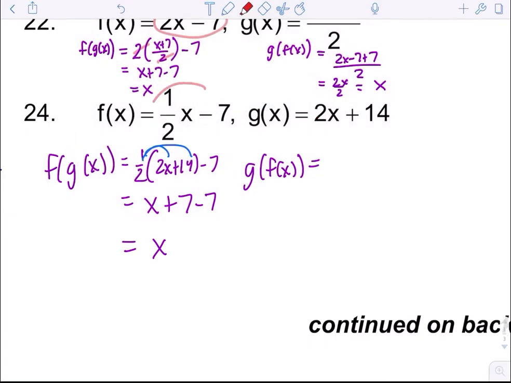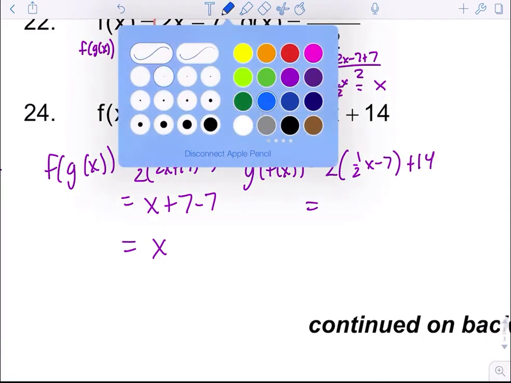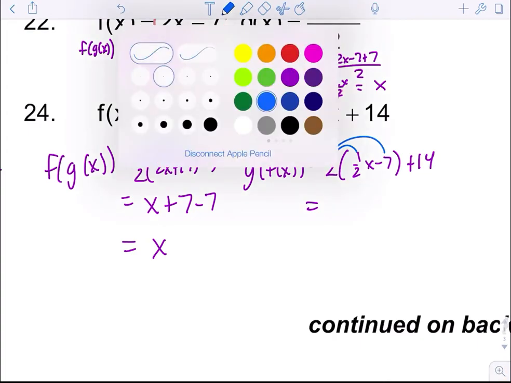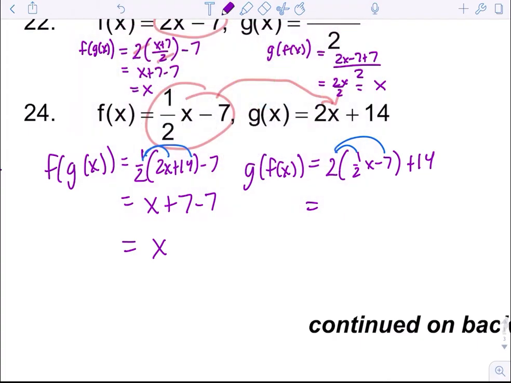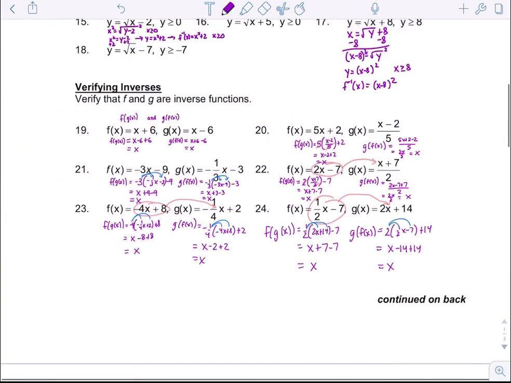For g of f of x, you substitute f of x into your g of x function, so into that x. So we are going to get 2 times 1/2 x minus 7 plus 14. Distribute the 2 to both. And we're going to get 2 times 1/2, which is just x. 2 times negative 7, negative 14 plus 14, which is x. And we prove that they are inverses.